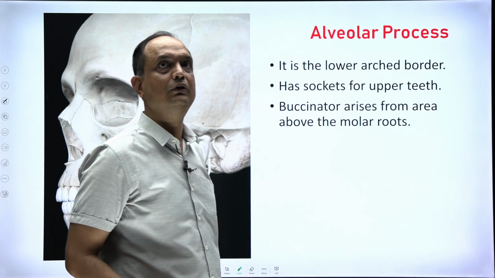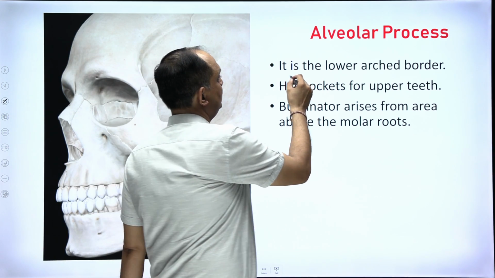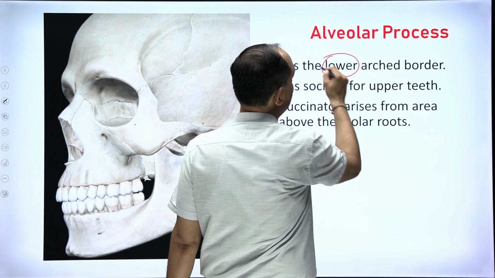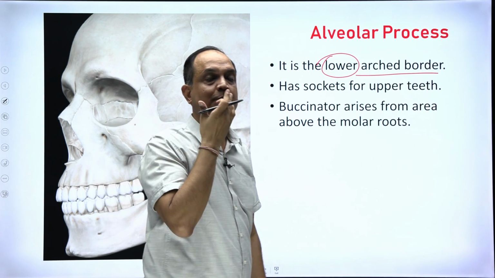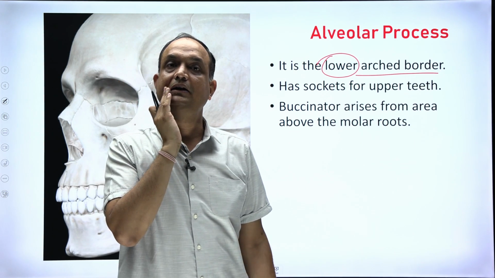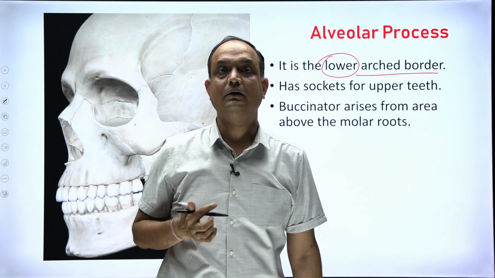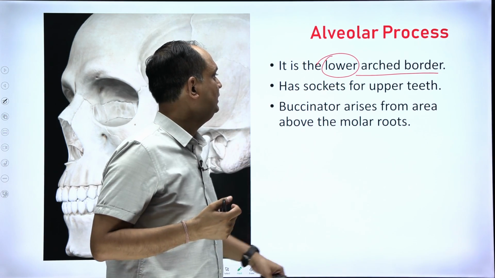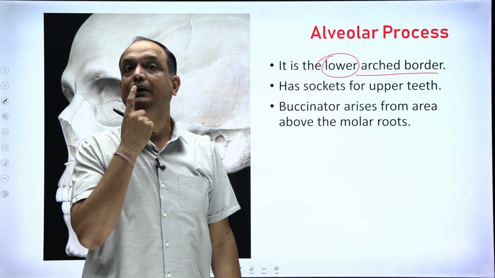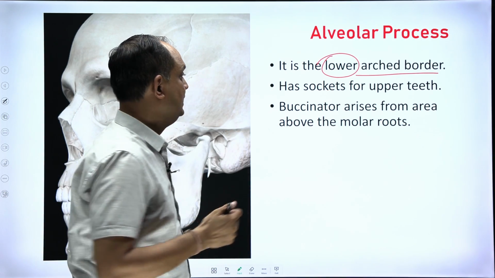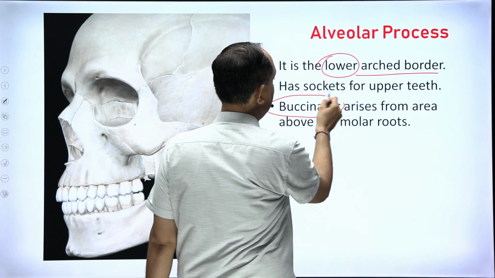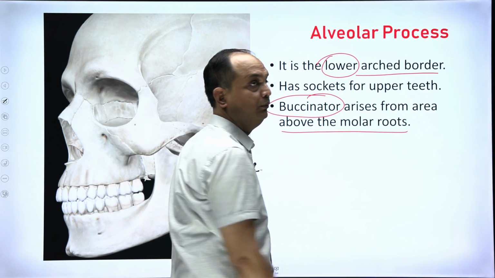Now when you see the alveolar process, it is the lower arch border. Arch border means that it is not straight, it has a curve because it is following your dentition. So you will have an arch border. It has sockets for the upper teeth, which are known as maxillary teeth, and buccinator muscle arises from the area above the molar roots.